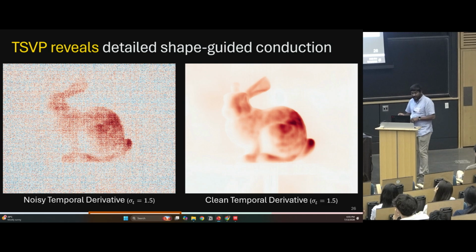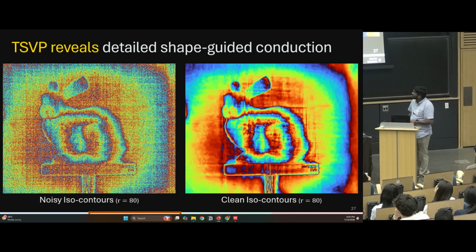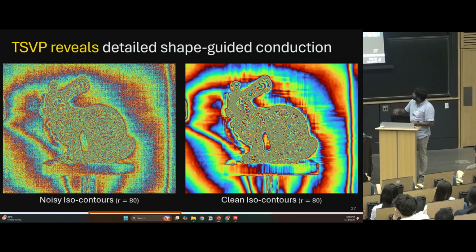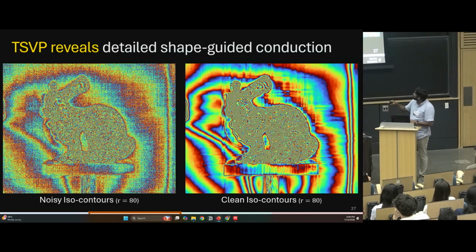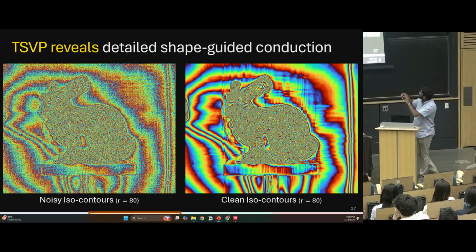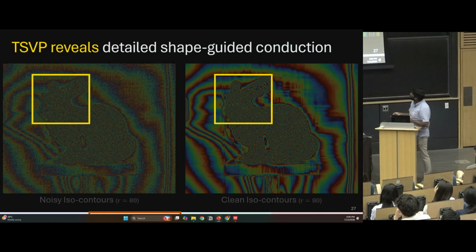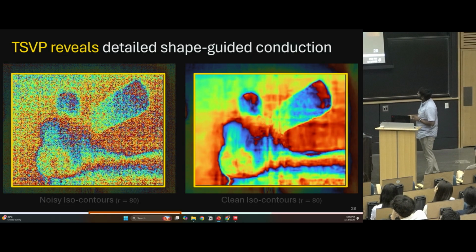For heat conduction specifically, isocontours do a better job. So in this case, if you see in the noisy videos, it takes a bit of time. You can actually see the noisy isocontours, and it is completely incorrigible, but here you see these smooth textures. Let's actually zoom into one of these regions, the face of the bunny.